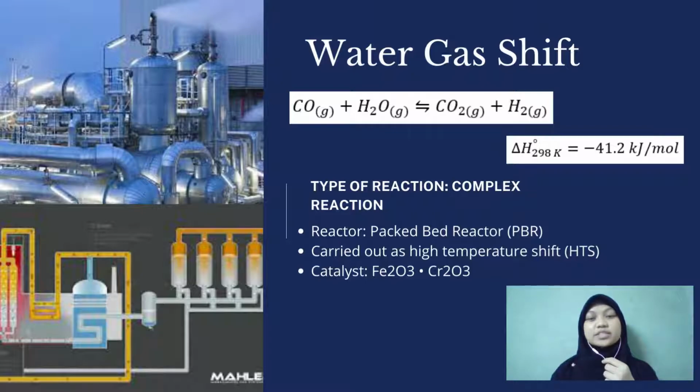Next, the reaction continues as the water-gas-shift reaction, where carbon monoxide and water are the reactants to produce more hydrogen and carbon dioxide. This reaction occurs in a packed bed reactor, and the catalyst used is ferrum oxide, which is doped with chromium oxide to prevent the ferrum oxide from crystallizing.